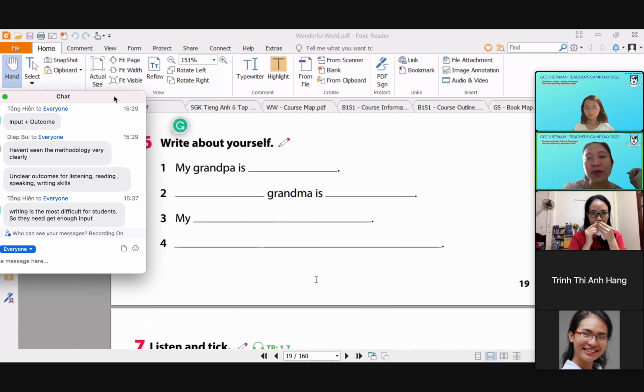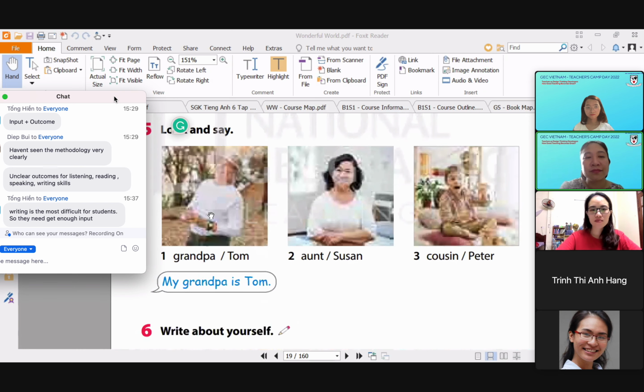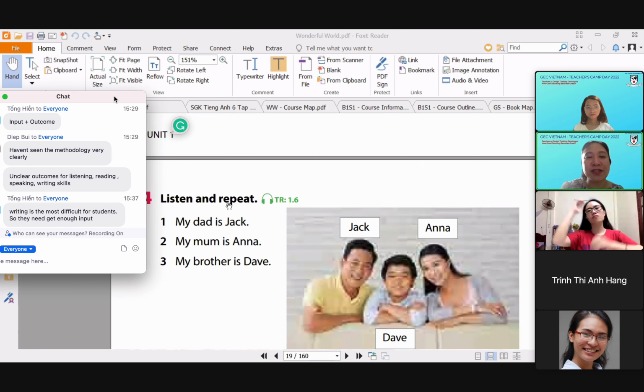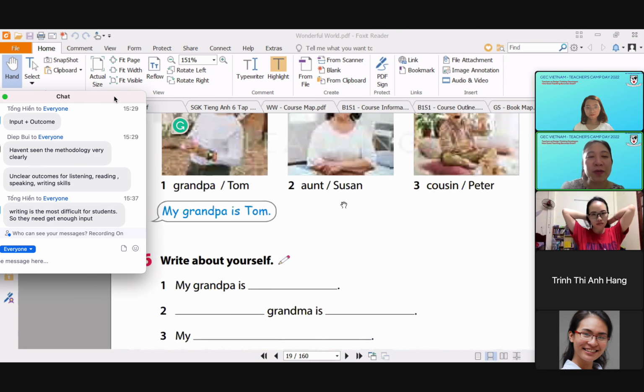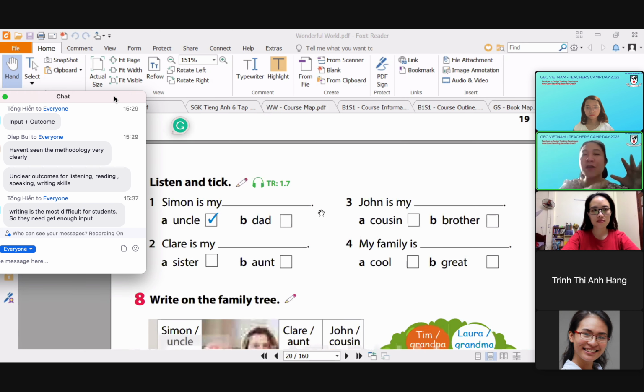However, do you know why, not just writing, sometimes they put some other activities like listen and repeat, or look and say, write about, and listen and stick? It means that they are quite integrated, from writing to listening, to reading, and to writing. Why do you think they are so mixed? I agree, that is Dong Hiền. Yes, they need enough input.